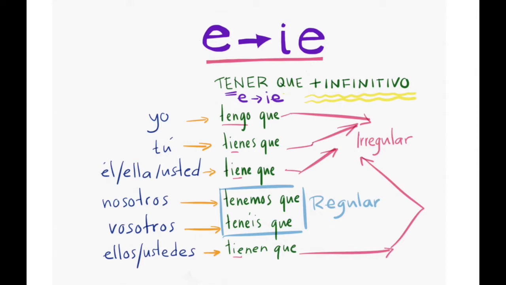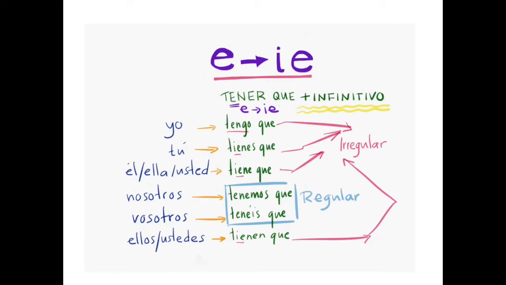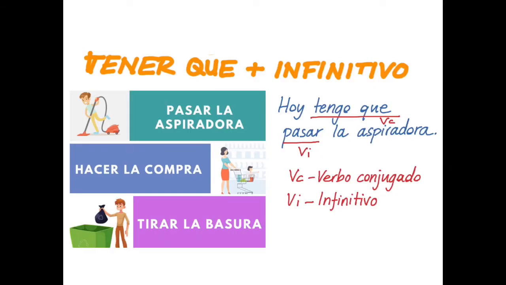But if I use tener in combination with que, that means to have to. So the conjugation: yo tengo que, tú tienes que, él, ella, usted tiene que, usted is this formal way, just one person. Nosotros tenemos que, and vosotros tenéis que is regular. Ellos tienen que, again irregular. After tener que, I must always write an infinitive.